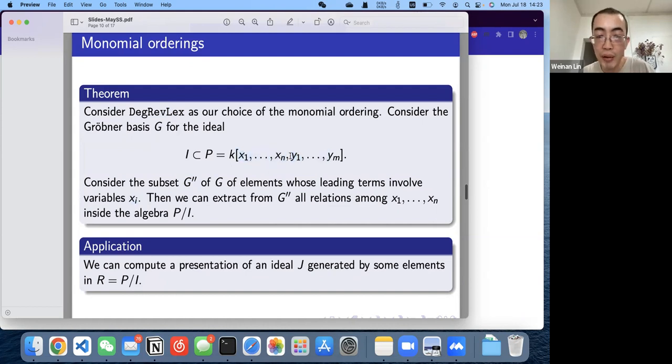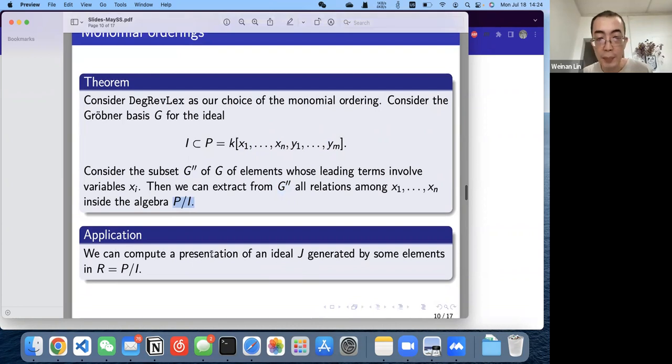And previously, we only wanted elements that only involve yi and not xi. Here, we want terms that involve x. It doesn't matter if it involves y. As long as it involves x, then we want them. And that's the subset, G''. So then we can extract from G'' all relations among x1 through xn inside the algebra P over I. So what does this mean?